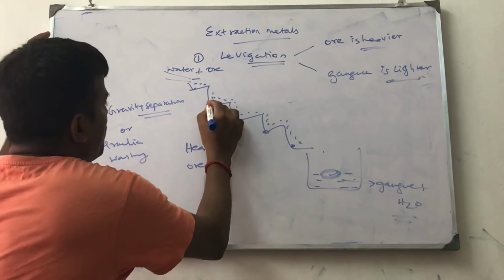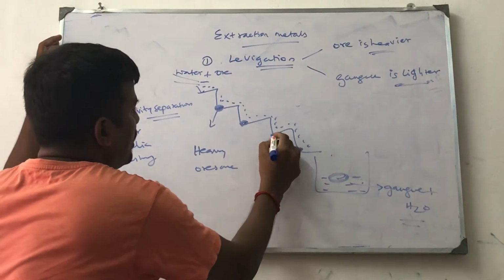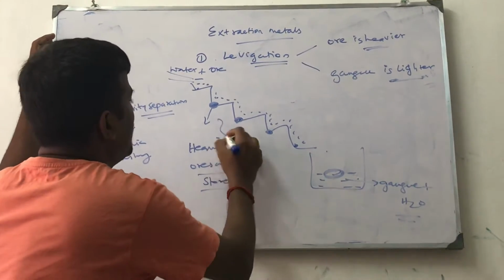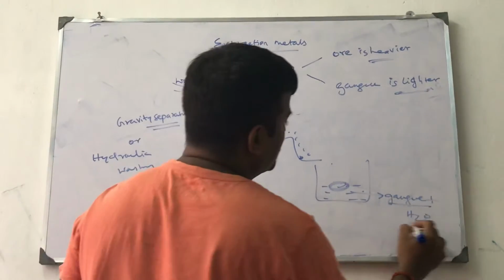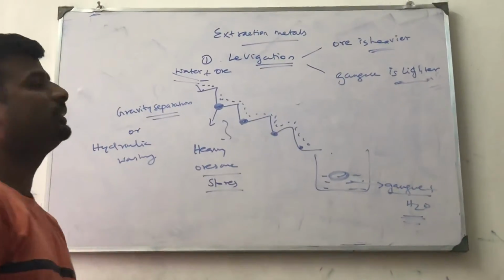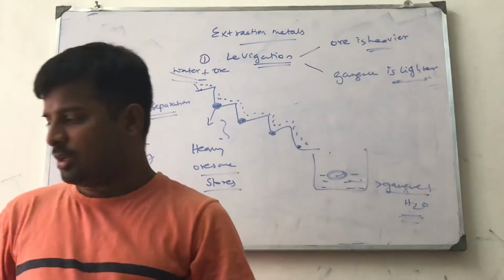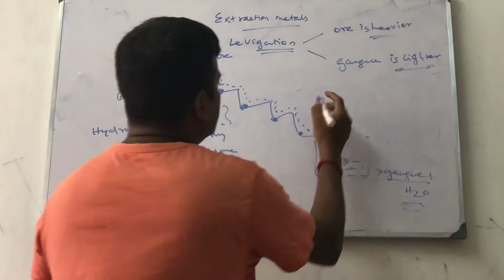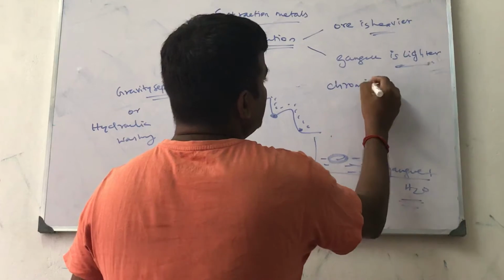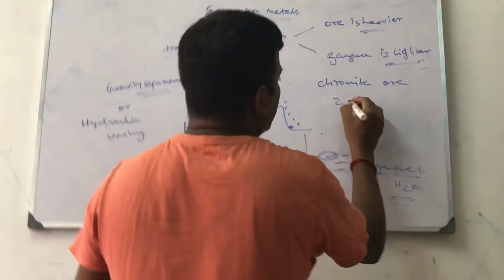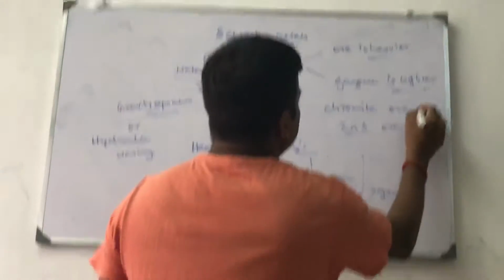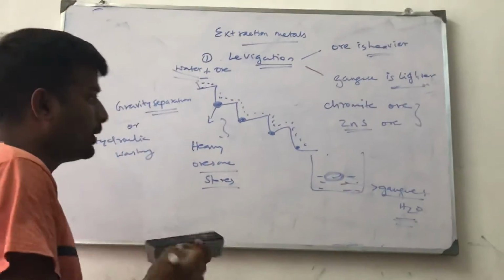So in the steps, the heavy ores are stored here. The remaining materials, gangue plus water, are removed. This is called levigation. This is the first step of removing impurities. Ores like chromite, zinc oxide and zinc sulfide are separated by this method.